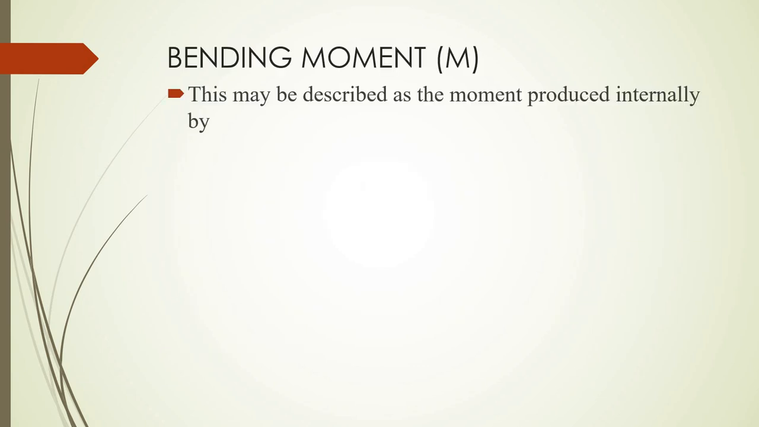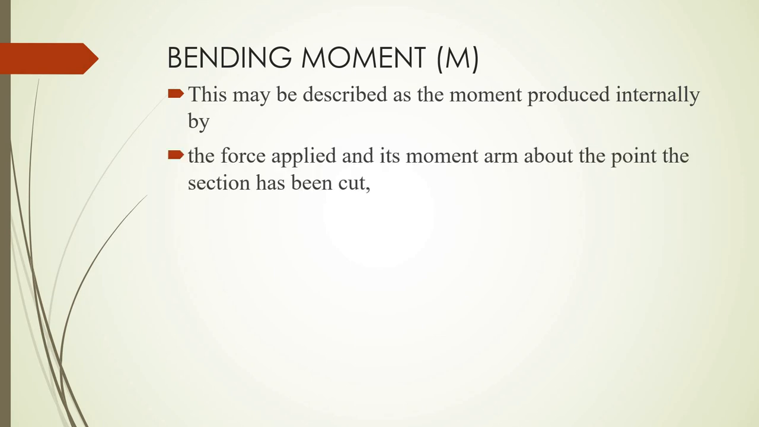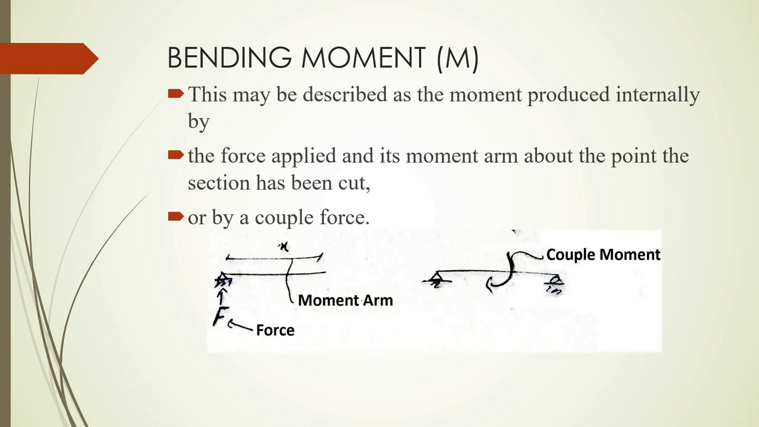Now the third force is called the bending moment. That is the moment that is produced internally by the force applied externally, and its moment arm. So force times distance gives you moment, and that moment acting internally about the point where the section is being cut would be the bending moment, or the internal bending moment. You can denote that by a couple of forces as well. So the force is there, the moment arm is there, the couple moment is there.